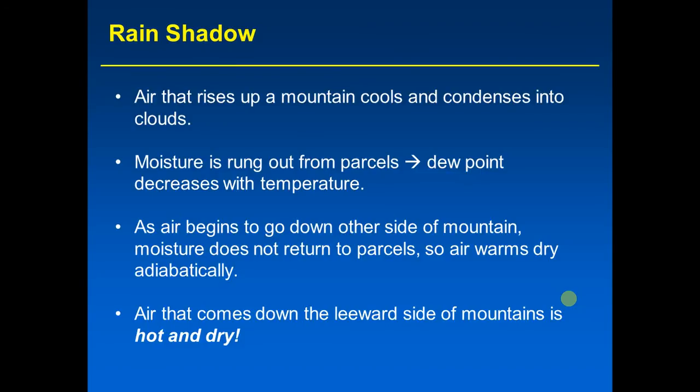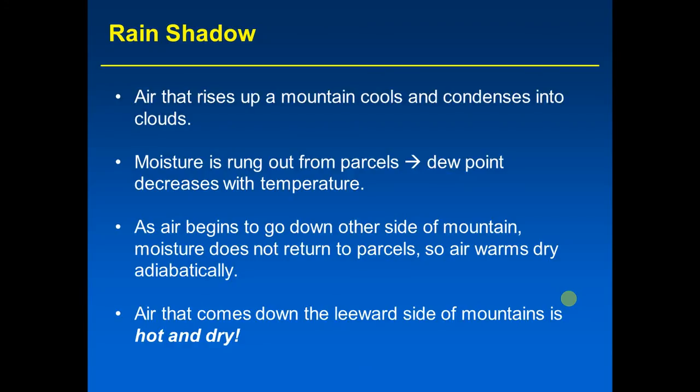And as the cloud rises on the windward side of the mountain, once the air rises above the lifting condensation level, the dew point decreases with temperature, okay? So once the air reaches saturation, now the air is cooling at 6 degrees Celsius per 1,000 meters, the moist adiabatic lapse rate. But the dew point is also cooling at 6 degrees Celsius per 1,000 meters. So think about what's happening. On the windward side, the air parcel is losing moisture, right? The dew point's dropping rapidly, okay?